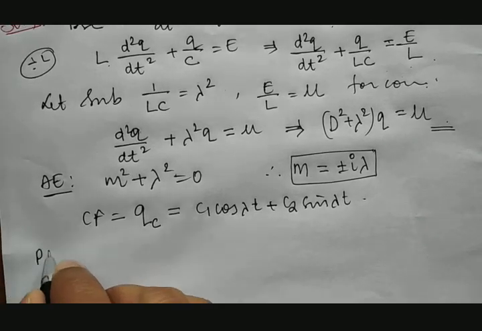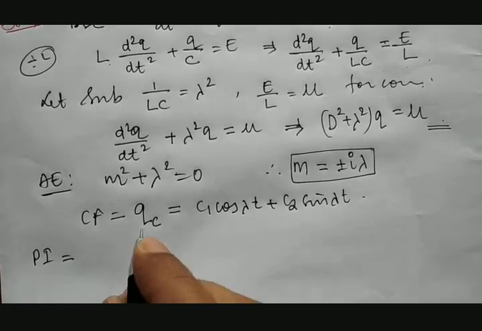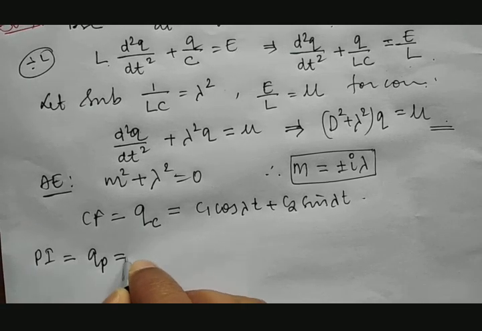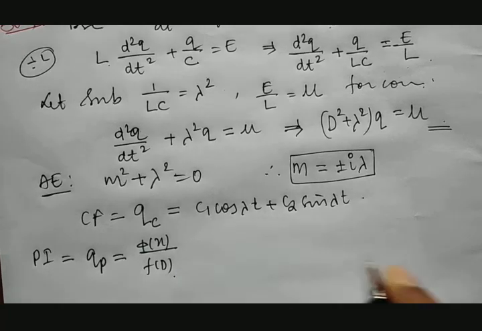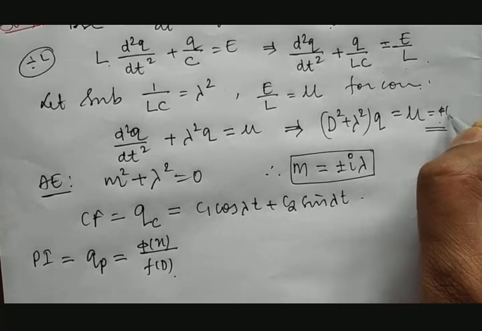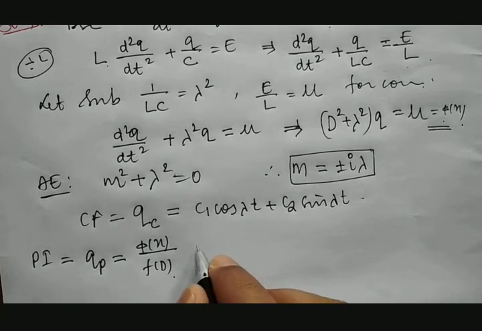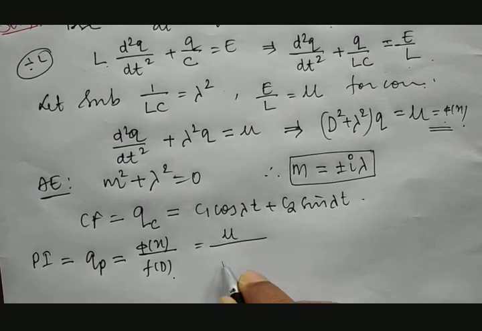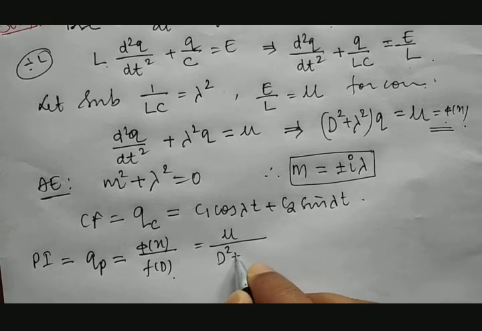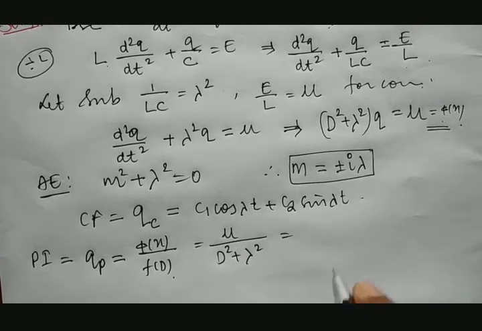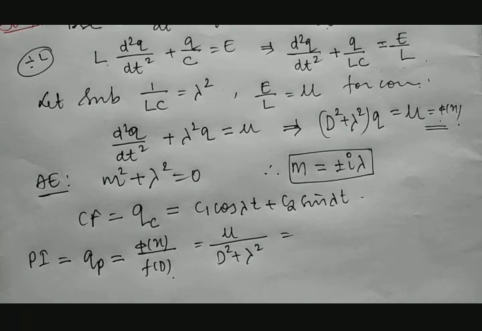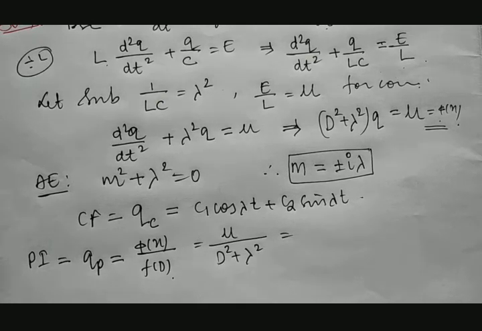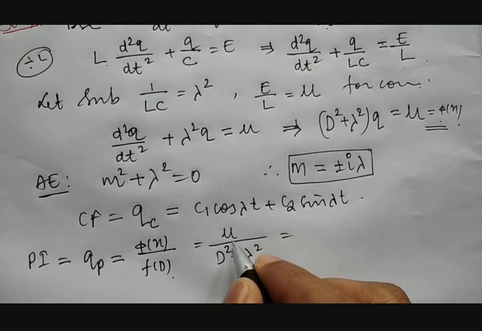Then we need the particular integral, that is Qp. That is nothing but phi of x divided by f of D. What is phi of x here? This is mu, therefore mu divided by f of D. What is f of D? D square plus lambda square. But how do you write this mu? Is it in line with an exponential, trigonometric or polynomial? So this is a constant.